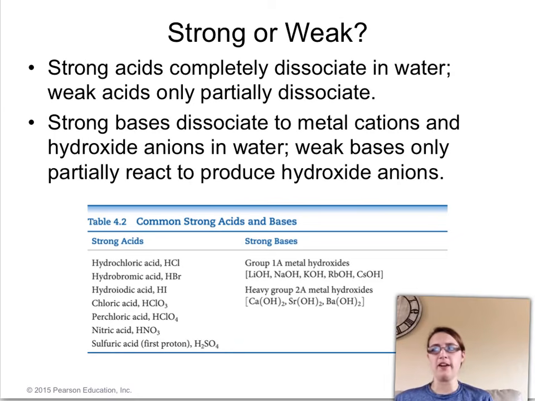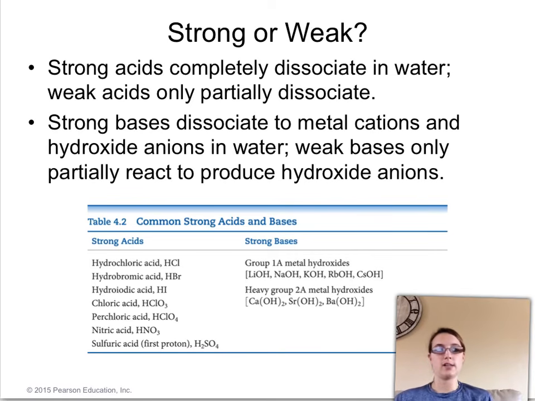It is very, very important that you know your 7 strong acids. You have HCl, HBr, HI, HClO3, HClO4, HNO3, and H2SO4. So those are your strong acids. Everything else is weak. Same thing with your strong bases.